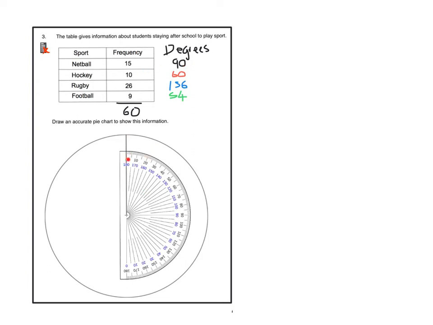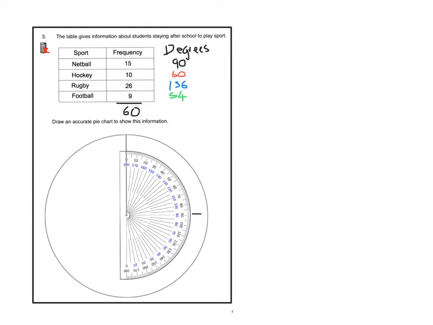So just get your finger and walk around from that 0, counting up. If you end up getting to 160, you've gone to the wrong number. So 0, 10, 20, 30, 40, 50, 60, 70, 80, 90. And all I'm going to do is put a little dash where 90 is.